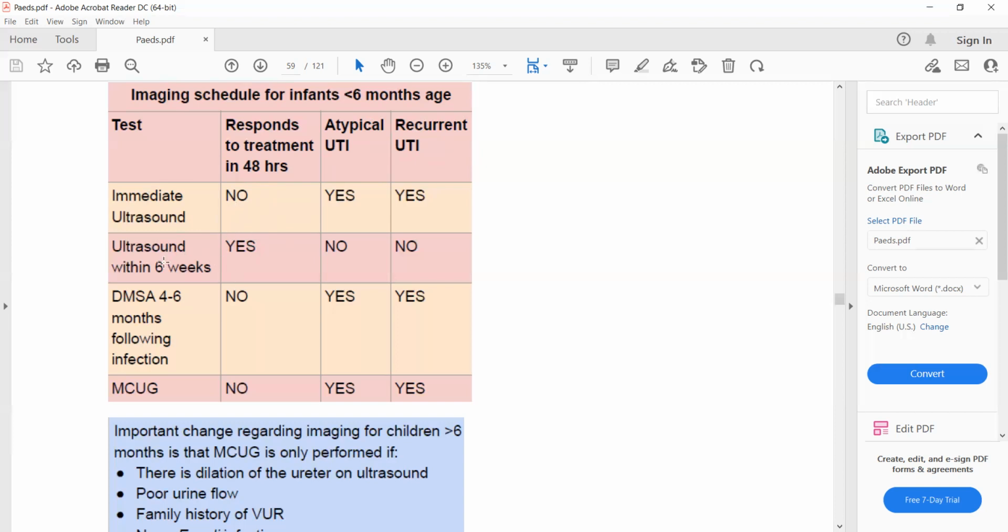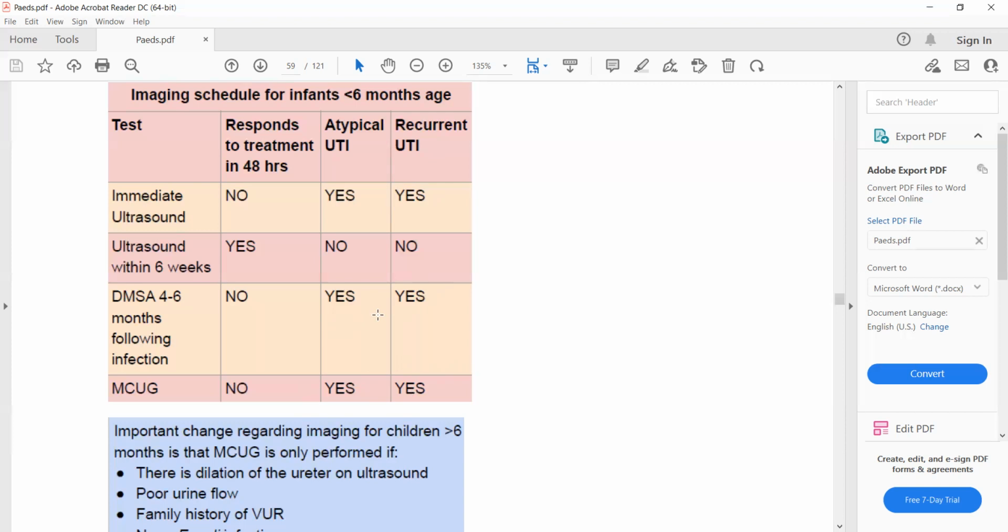Ultrasound will be done within 6 weeks after infection in case of straightforward UTI, and DMSA and MCUG will not be done. While for atypical and recurrent UTIs, immediate ultrasound will be done, and DMSA scan will be done 4 to 6 months following the infection to see if there is any renal scarring, and MCUG will also be done.